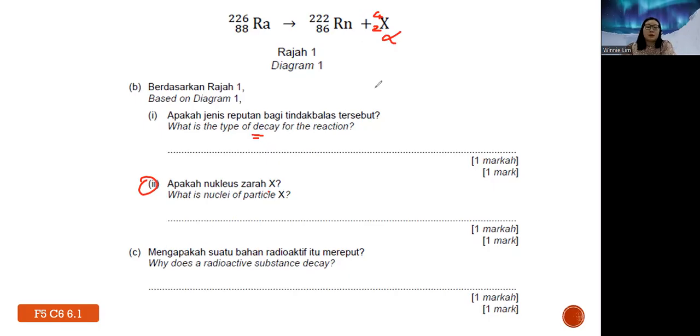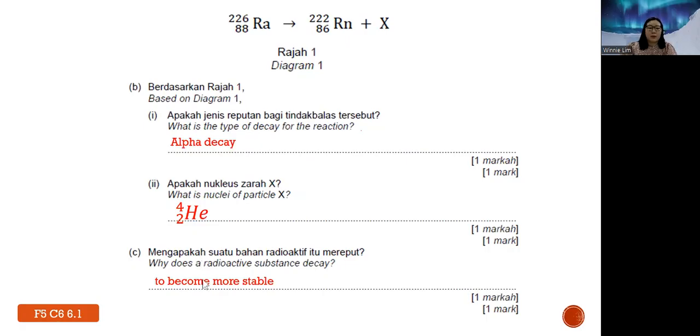A radioactive substance decays because it is unstable, so it wants to achieve a more stable state. That's why you can just say because they want to become more stable. So this is how you give the answer for question 1.